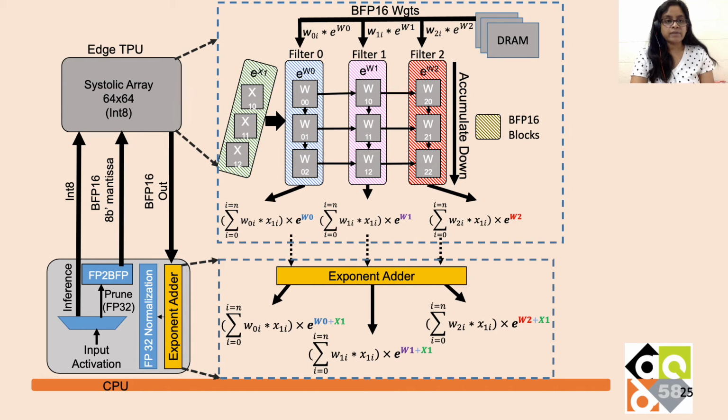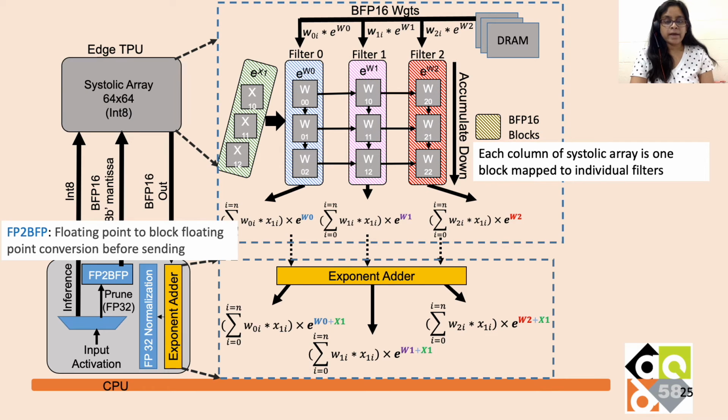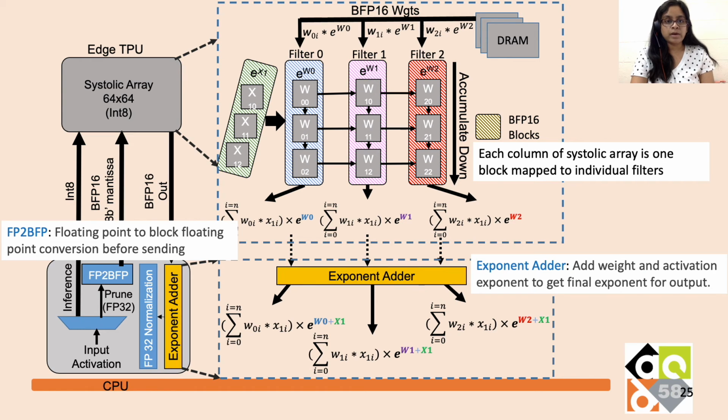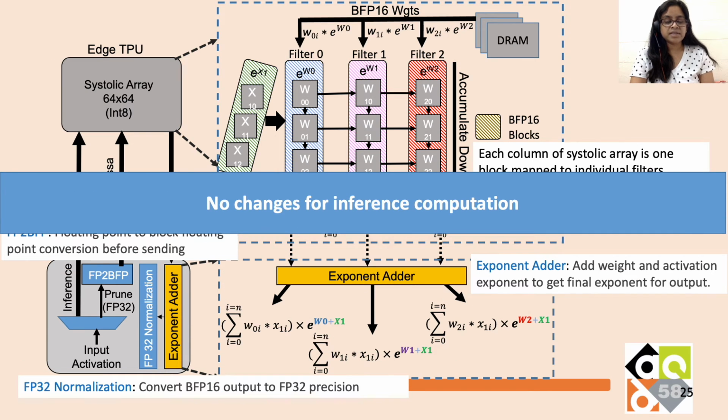So first, we have added an FP to BFP converter, which converts FP32 to BFP16, which feeds the systolic array. Next, each column of the HTPU systolic array is basically one BFP block, and we map individual filters to each of them. The output of the HTPU is appended with final exponents by the exponent adder. There is also an FP32 normalization block that converts the BFP16 output to FP32 precision for computation across different blocks. Note, all of these extra computational blocks are bypassed for inference.